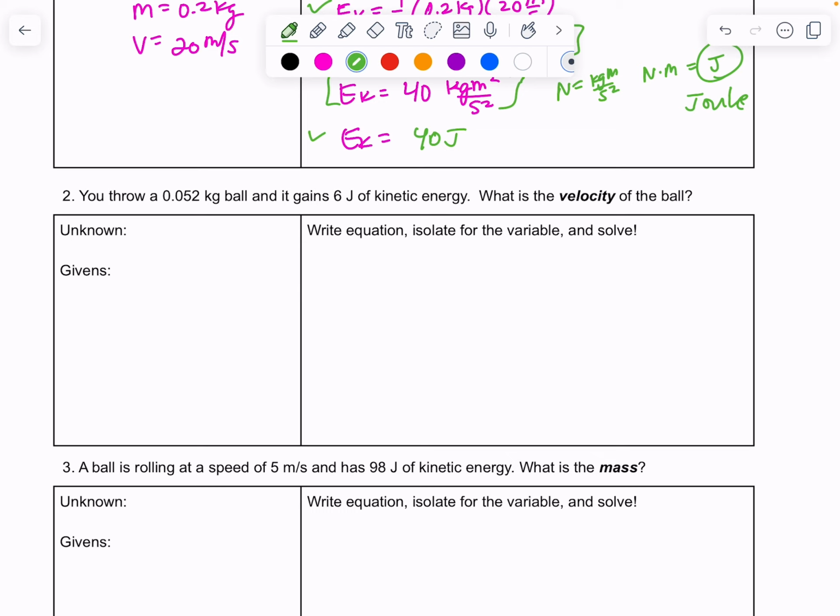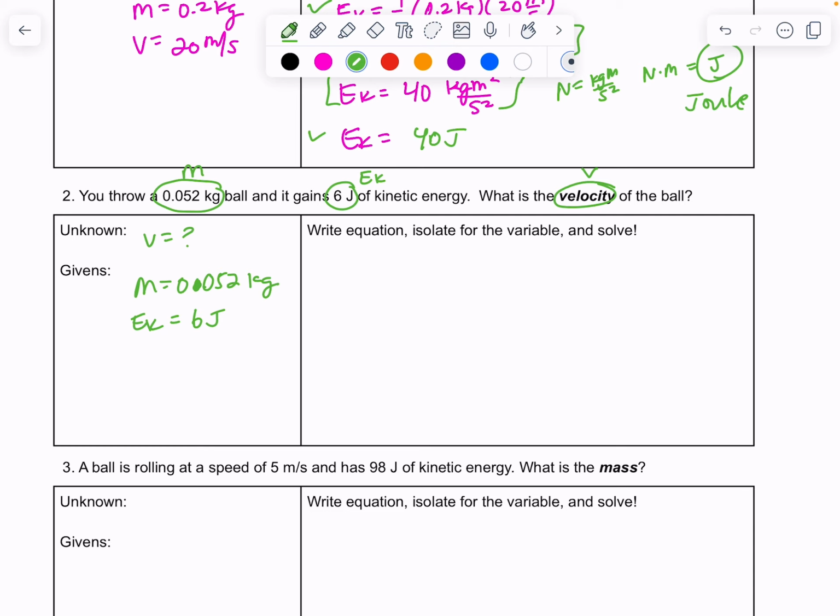You throw a 0.052 kilogram ball, so that's a mass because it's in kilograms, and it gains 6 joules of kinetic energy. What is the velocity? So the velocity is now the unknown thing. I know the mass is 0.052 kilograms, and the EK is 6 joules.